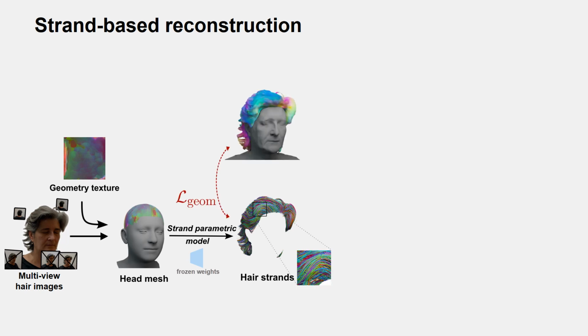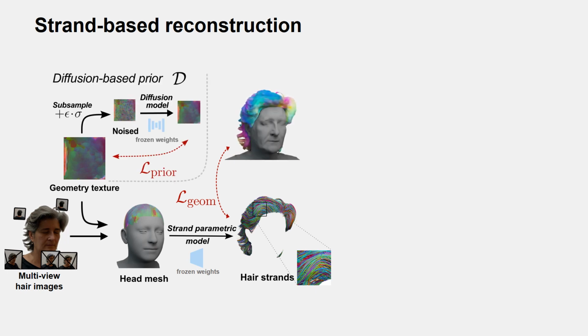We train the geometry latent texture using multiple objectives. First, we apply geometric losses to the decoded strands that penalize their deviation from the coarse volumetric reconstruction. Then, to increase the realism and physical plausibility of the reconstructed hair, we apply a pre-trained diffusion-based prior to the geometry texture. We train this prior separately using a dataset of synthetic hairstyles. For more details, please refer to our paper.